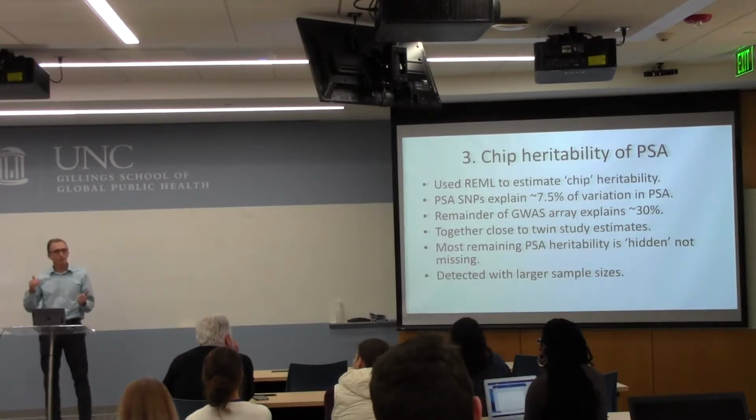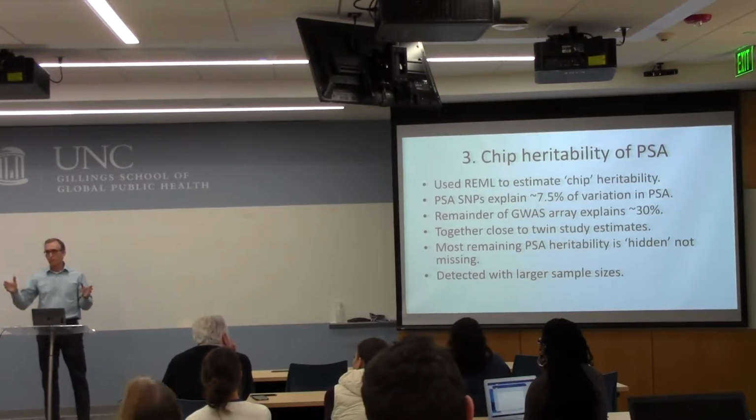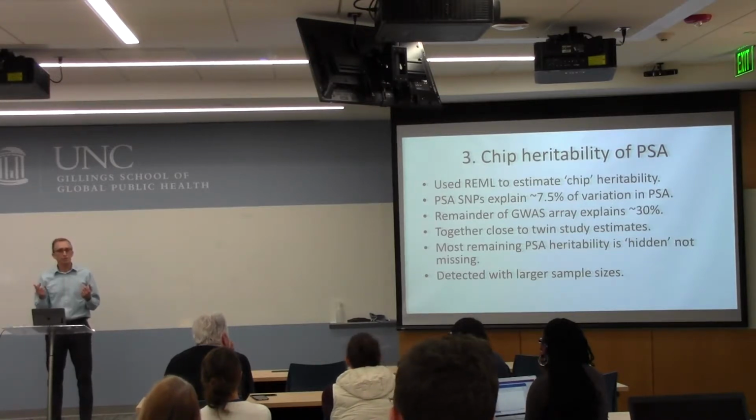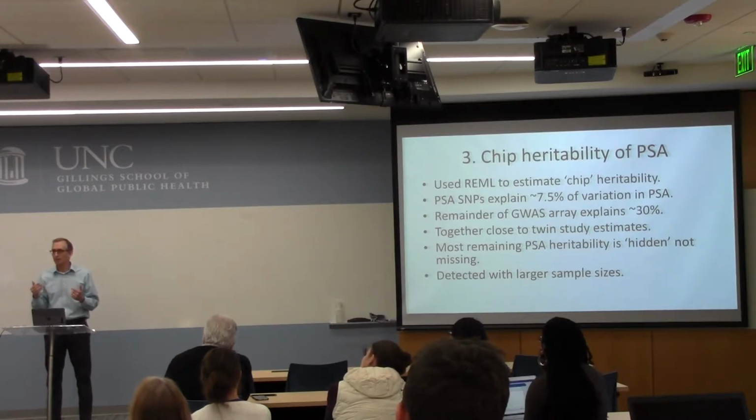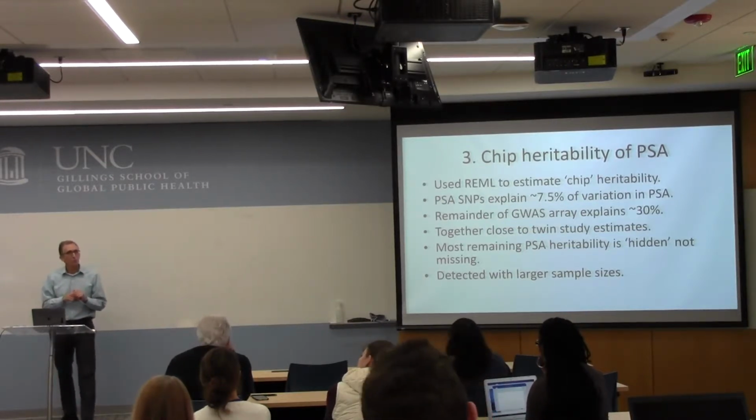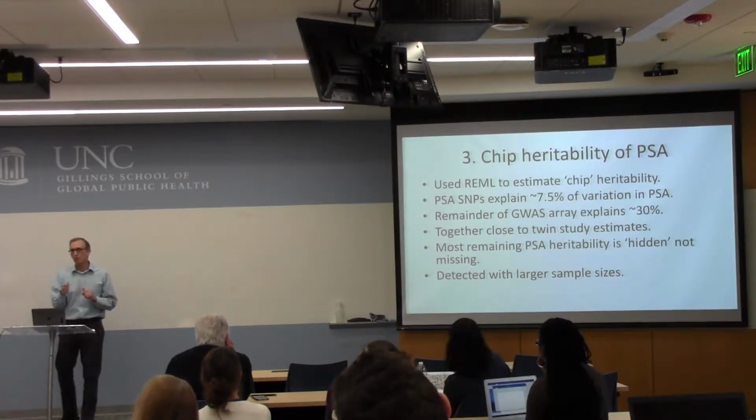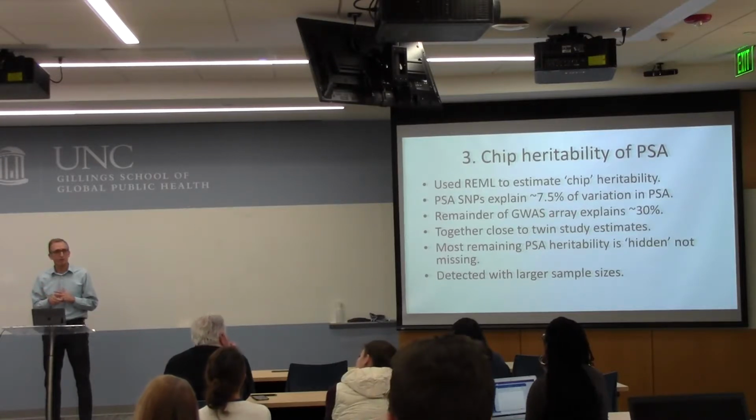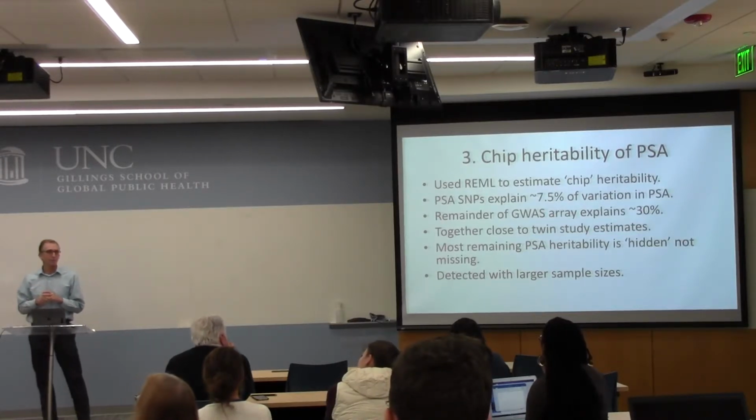So basically, we could calculate the relationship between everyone in this room, our genetic relationship, and then see whether or not we have similar levels of a particular trait. So you've got your kind of relatedness and your trait variability between individuals, and you can come up with estimates of heritability. So what we found was that the SNPs that were genome-wide significant in our study explained about 7.5% of the heritability in PSA.